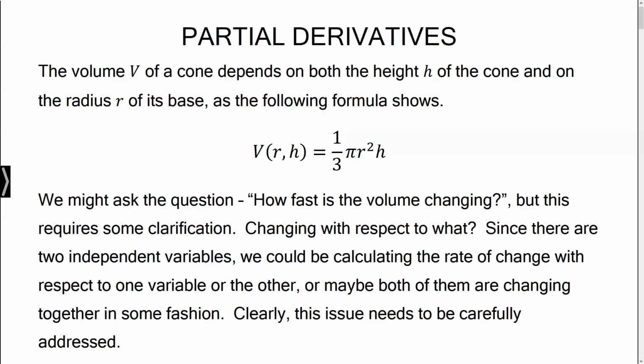The problem with functions of more than one variable is when you're asking how fast is it changing, you have to say, well, with respect to what? If there are two independent variables, it's not clear exactly what I mean by that question. So am I calculating the rate of change as the radius changes? How fast does the volume change if the radius is changing? Or is it with respect to how the height is changing? Or maybe I'm changing both of them in some combination that I haven't specified. So I really need to clarify this a lot more to make sense of what this derivative idea is going to mean.